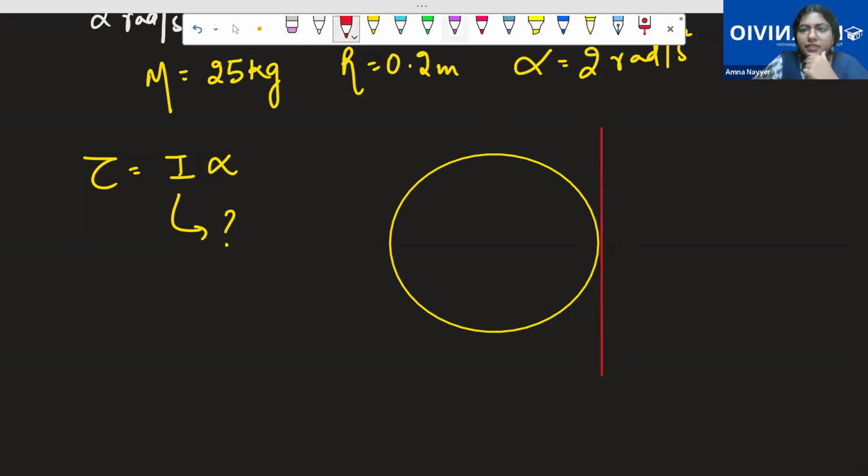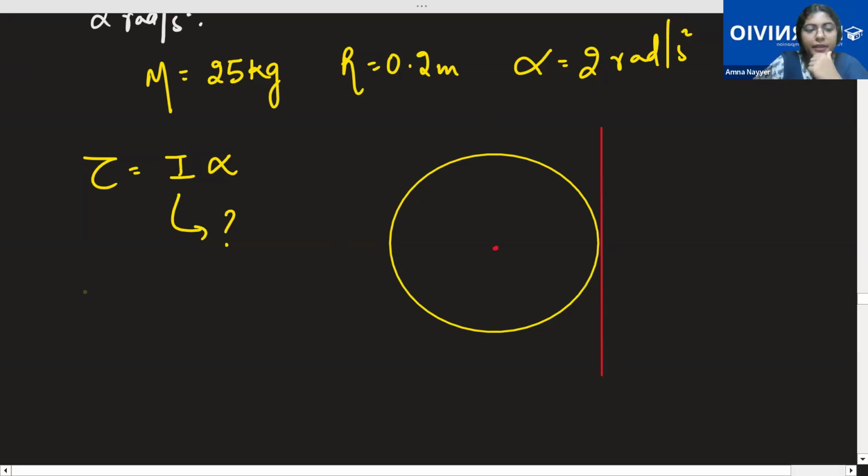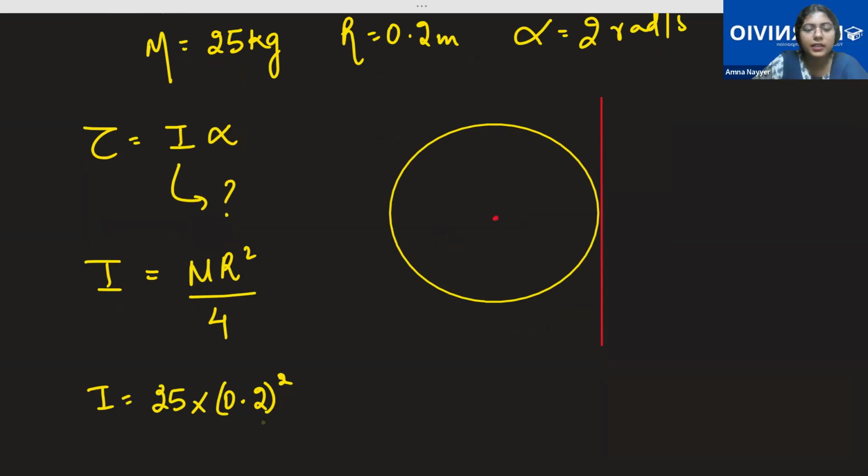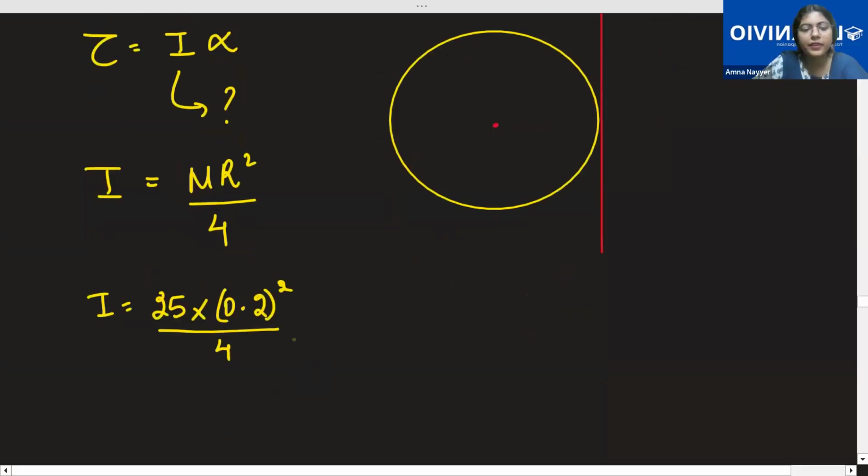So without even specifying, do we know which case this is? We've already seen this. So what should be the moment of inertia formula? Somebody answer. MR square by 4. Perfect. So I will be equal to mass is 25, radius is 0.2 whole square, divided by 4. This is the moment of inertia.